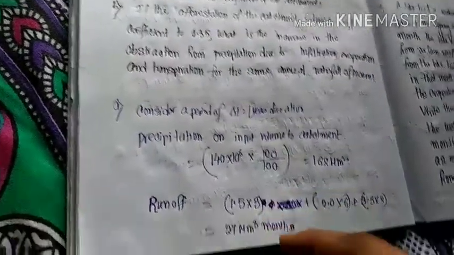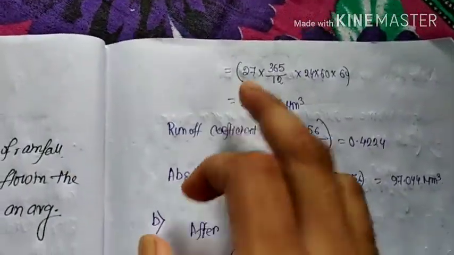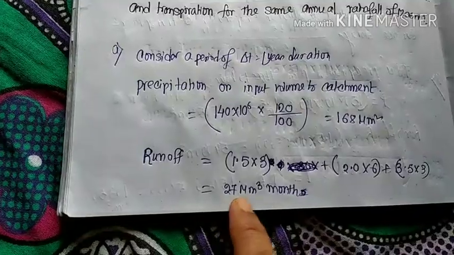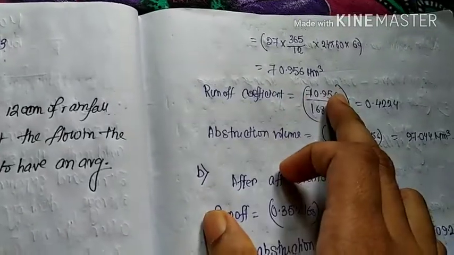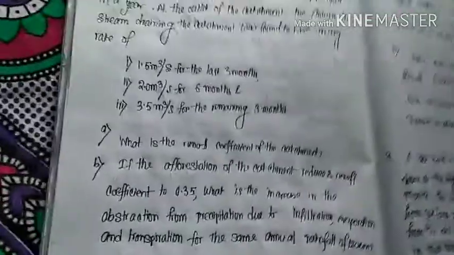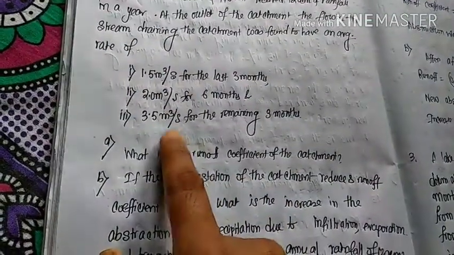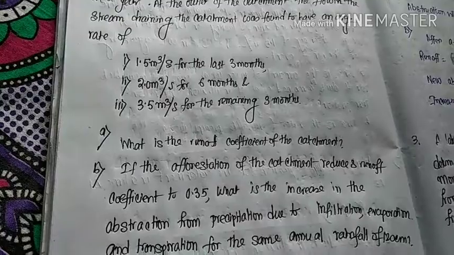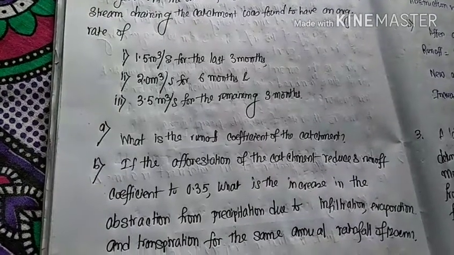We have converted this in million meter cube. How can we convert it? You should notify that very carefully, because 27 there is million meter cube. Since there is also a second unit, we have converted it according to days or month unit, right?